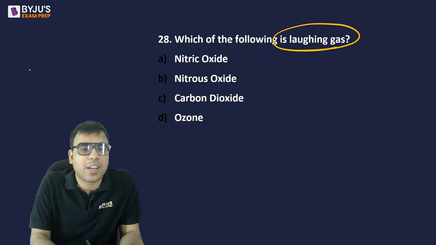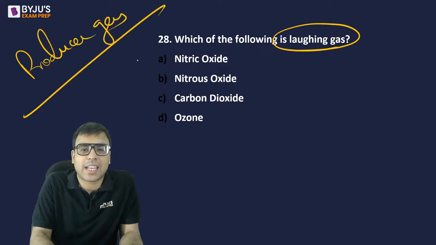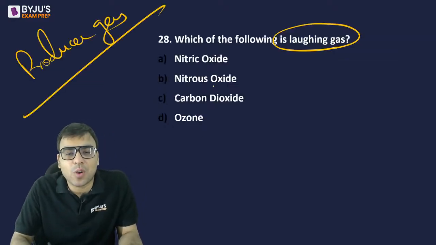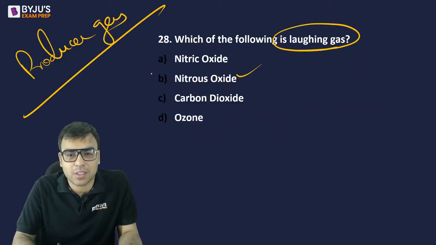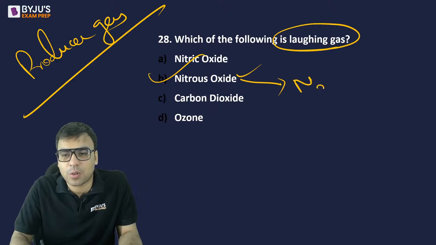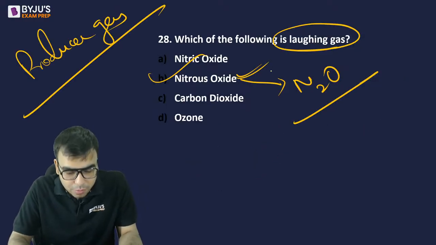These have been talked about. एक होता है producer gas, ये find out करो, which is called as producer gas. So laughing gas is actually N2O, nitrous oxide, है ना, N2O. Okay, so this is laughing gas, N2O ऐसे लिखते हैं. So this is how actually in bonding comes. So B is the right answer, not A.